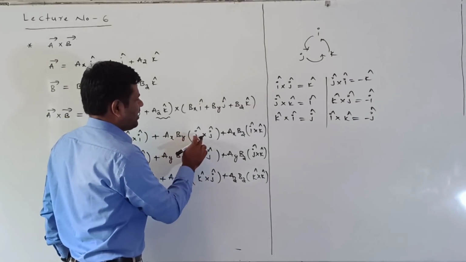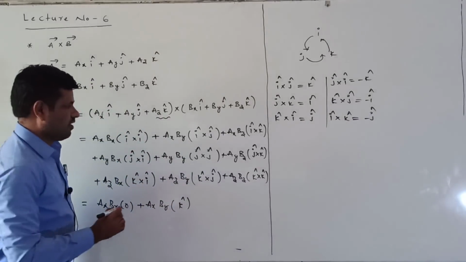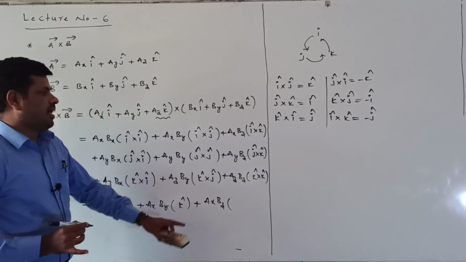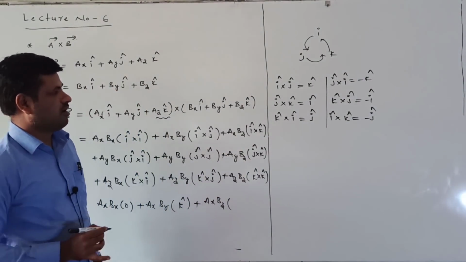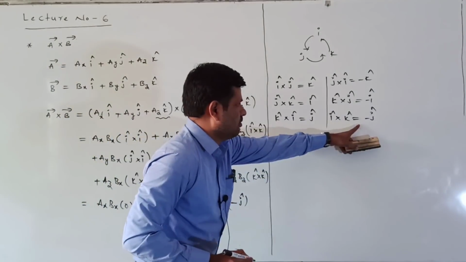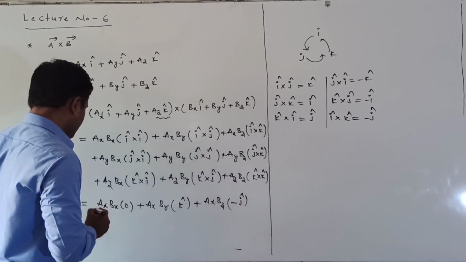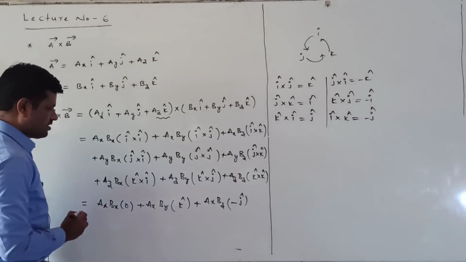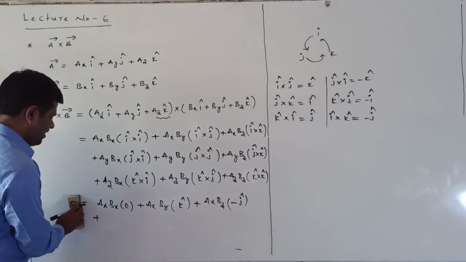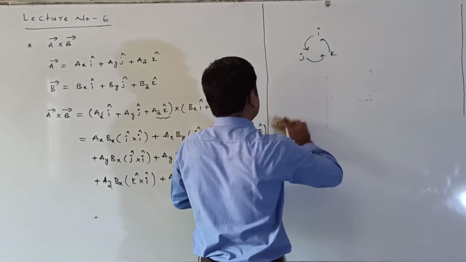AX BY into I cap cross J cap is equal to what we know here? K cap. Next, AX BZ into I cap cross K cap. I cap cross K cap is equal to what we know here? Minus J cap. I cap cross J cap is equal to K cap. Next I am writing this one. Listen here, I am writing here these total terms.